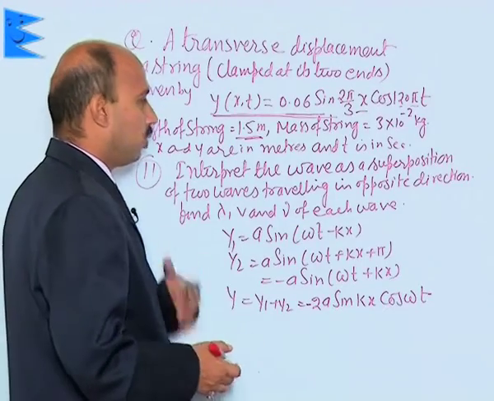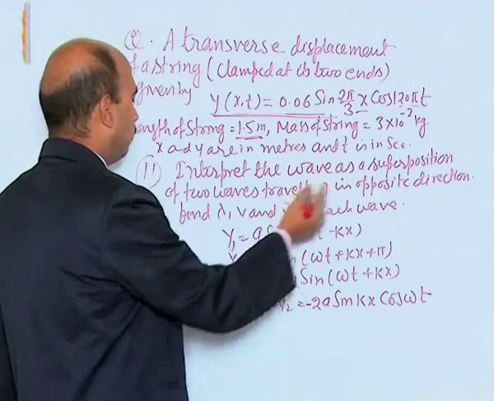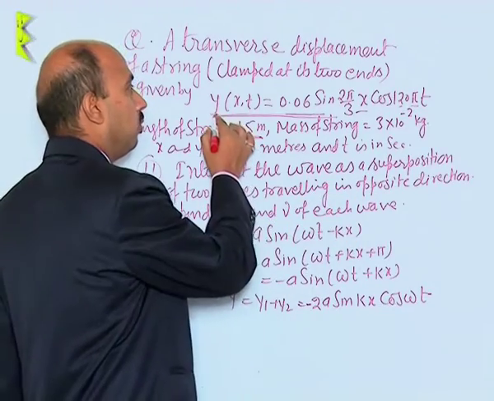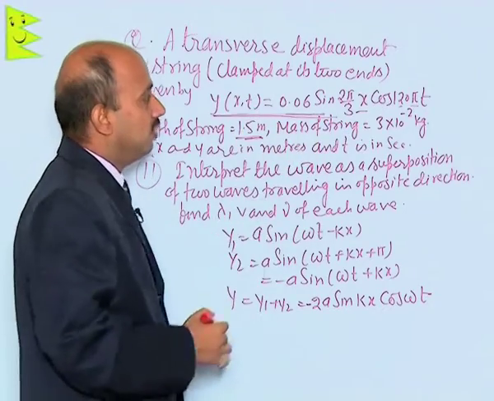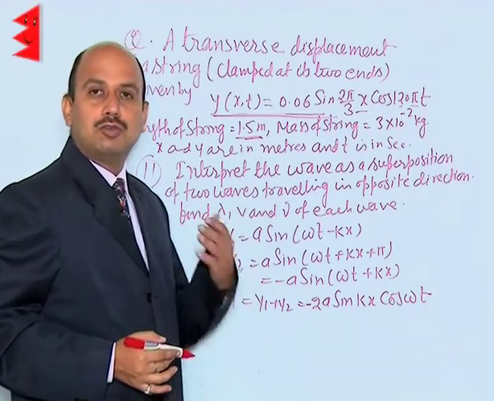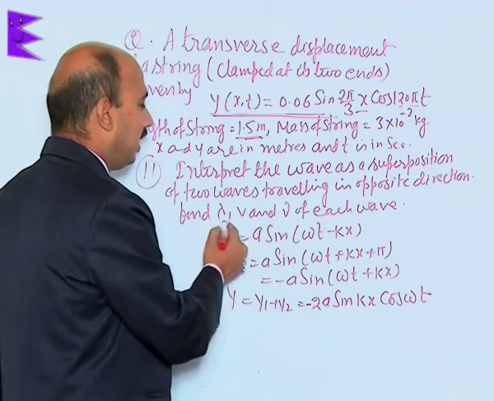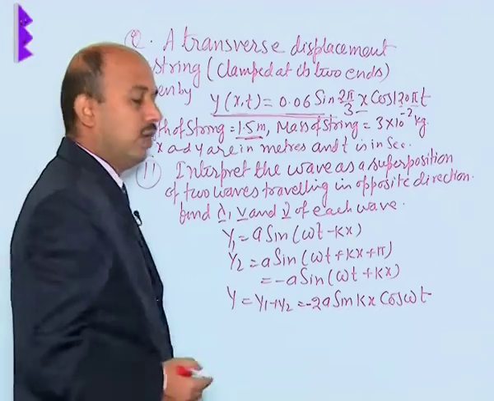Now see the second part of the question: interpret the wave as a superposition of two waves travelling in opposite direction. So, you have to show that this is obtained after the superposition of the two waves travelling in opposite direction. Then find λ, v and ν of each wave.